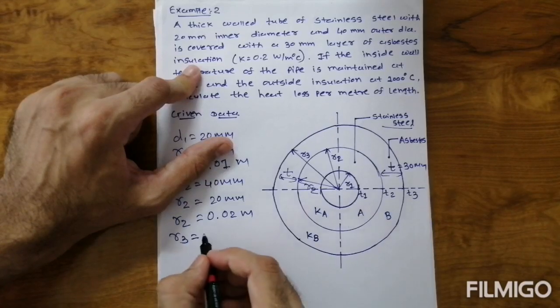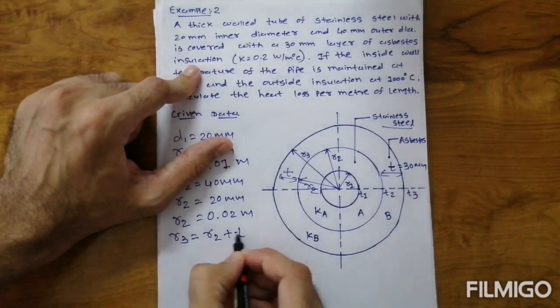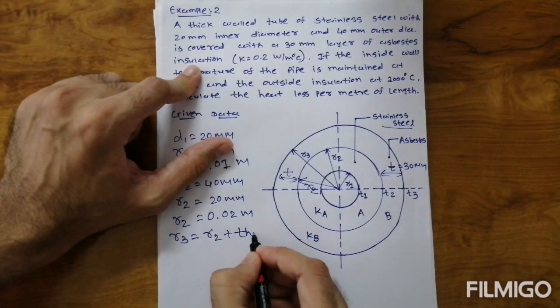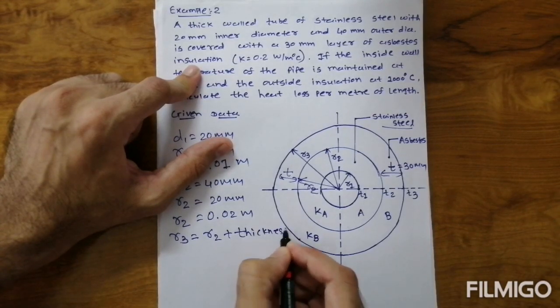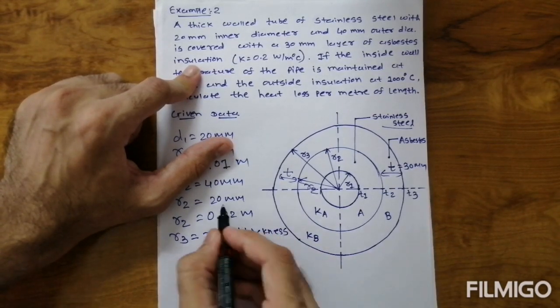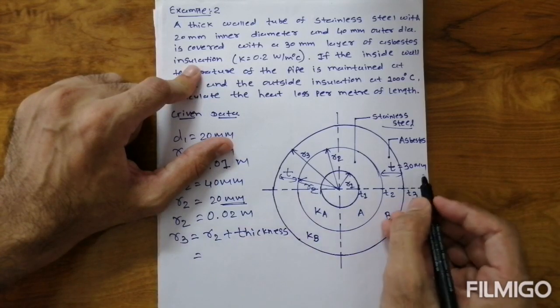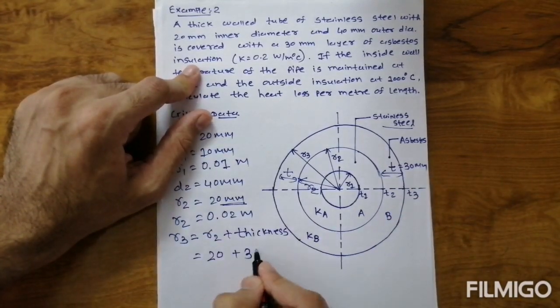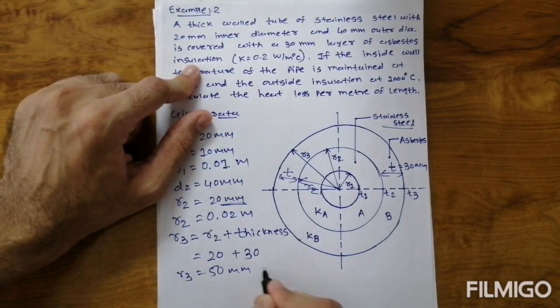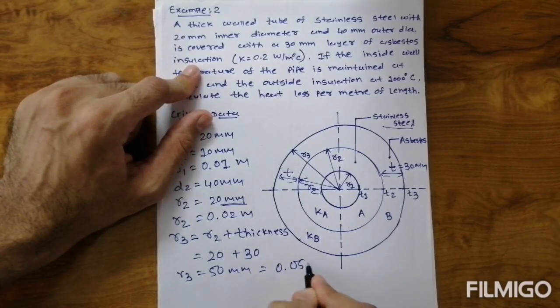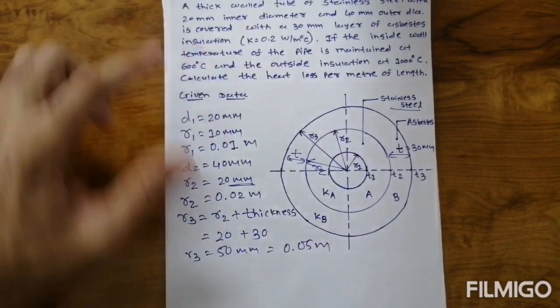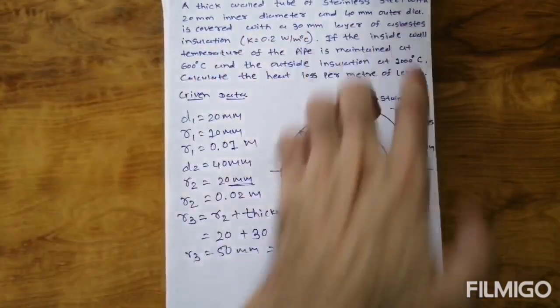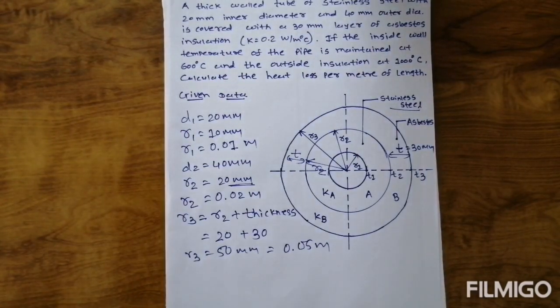So R3 is equal to R2 plus thickness. R2 is how much? We consider mm because the thickness is in mm. So R2 is 20 plus thickness 30 mm, which is equal to 50 mm. So R3 is equal to 50 mm, converted into meters, 0.05 meter. That is how you can determine R1, R2 and R3.